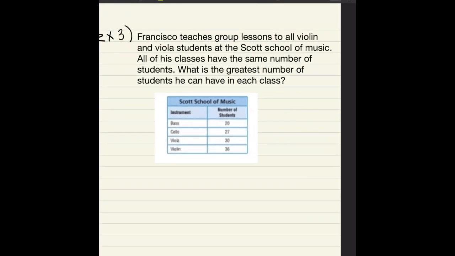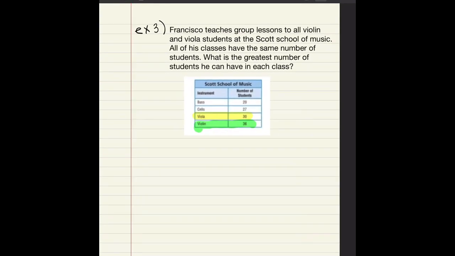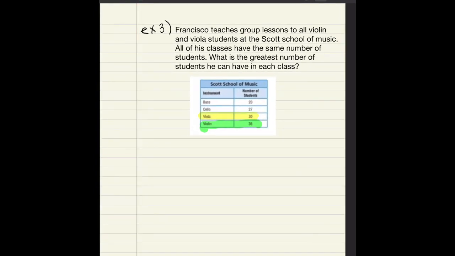So it's not the best quality, but we can see here that the instrument bass has 20 students playing it. Cello is 27, viola is 30, violin is 36. So we can just completely disregard the bass and the cello for this problem. We just focus on the viola and the violin. So we need to find the GCF because they're asking what's the greatest amount that he can have.